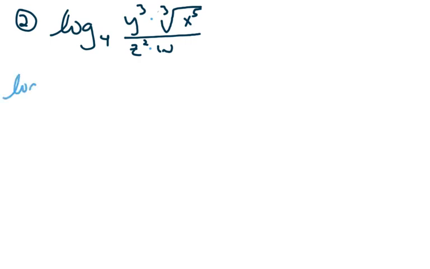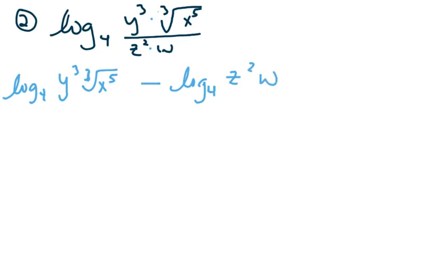So I'm going to write this as log base 4 of y to the third and the cube root of x to the fifth minus log base 4 of z squared times w. Then I'm going to pull apart the multiplication. So we have multiplication here and we have multiplication here. Be careful on this second one that we're going to put some parentheses around that because we are subtracting that whole chunk.